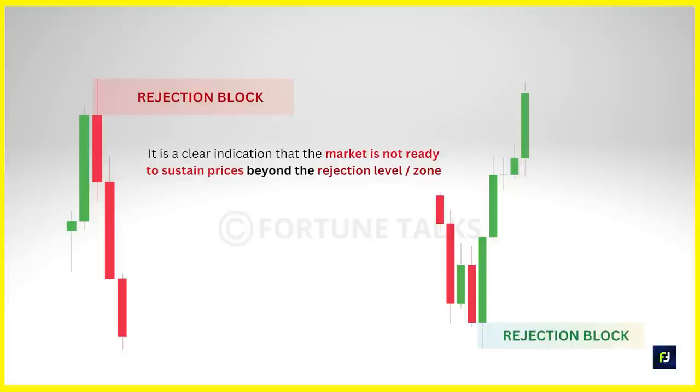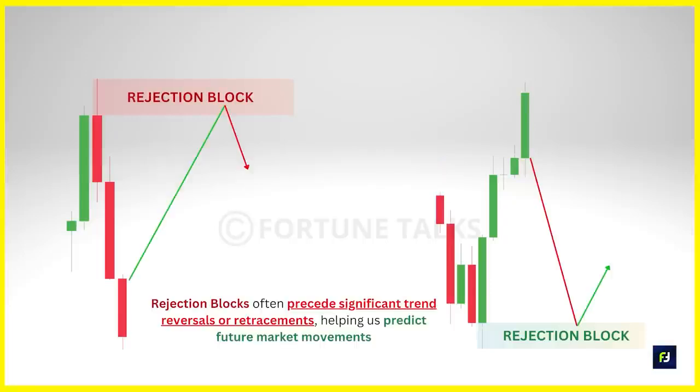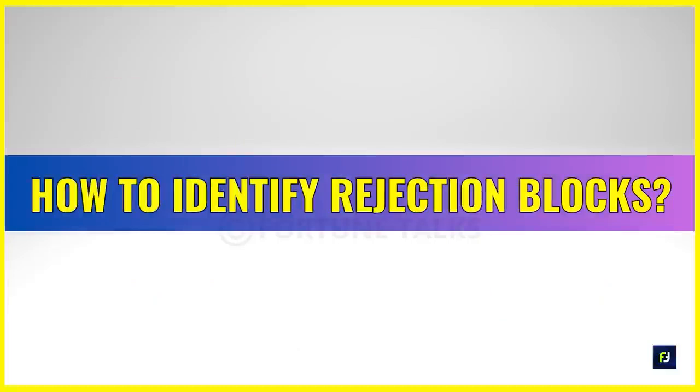This pattern is perceived as a clear indication that the market is not ready to sustain prices beyond that level, be it due to extreme opposition or other institutional factors. So, SMC traders keenly look for rejection blocks as they often precede significant trend reversals or retracements, making them invaluable price areas for predicting future market movements, and also helps in strategizing entry and exit points when it comes to trading from these blocks. Now, let us learn to identify these zones.